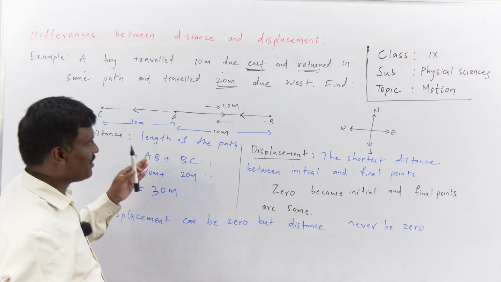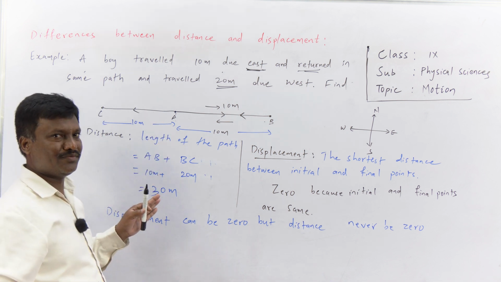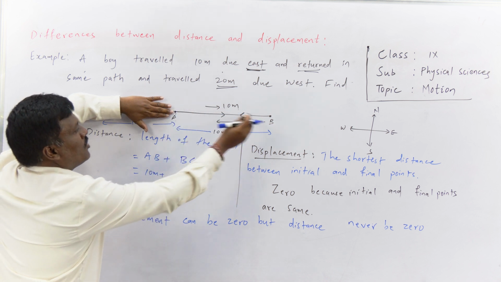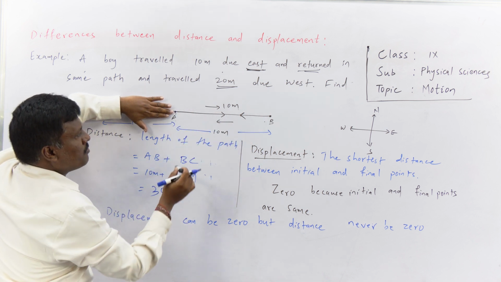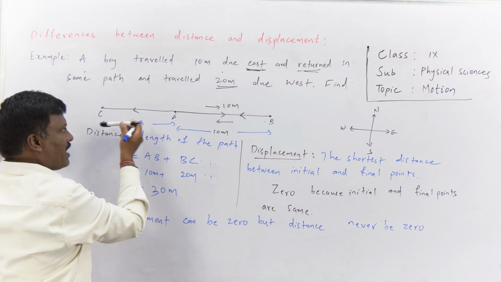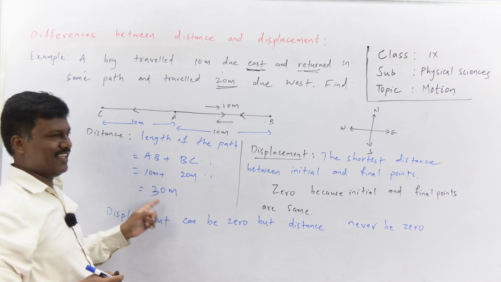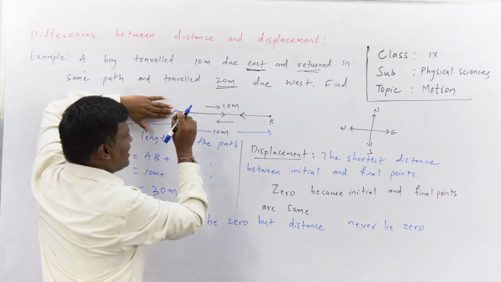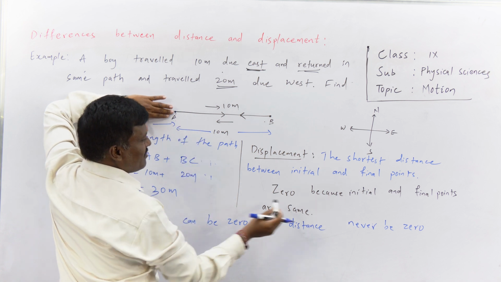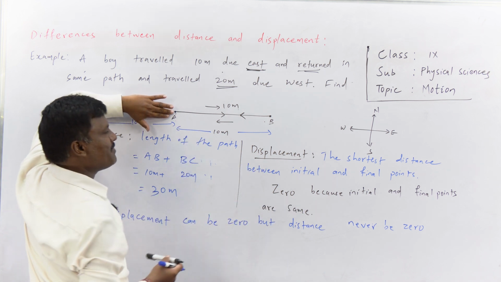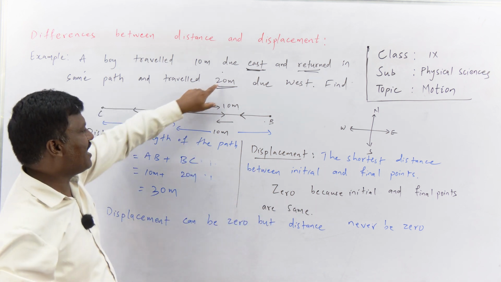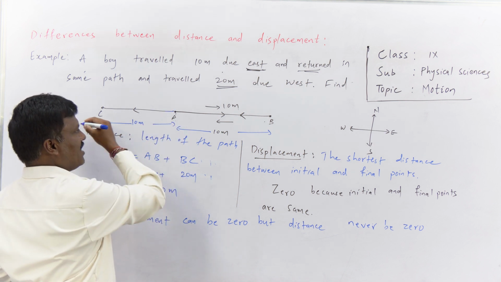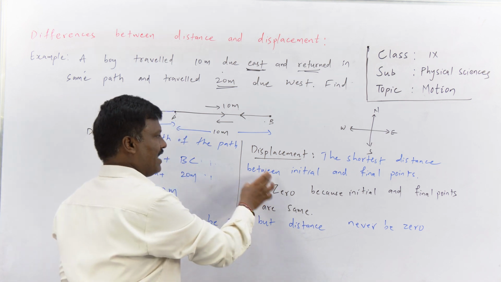I hope you understand the difference between the previous problem and this problem. Previously he returned and again reached the same point, so 10 and 10, 20 only. But here he traveled extra distance, and that is calculated here. Now displacement. Previously he reached the same point. Initial point and final point is same. That is why displacement is 0. This time he traveled some extra distance. Now we have to calculate the displacement.